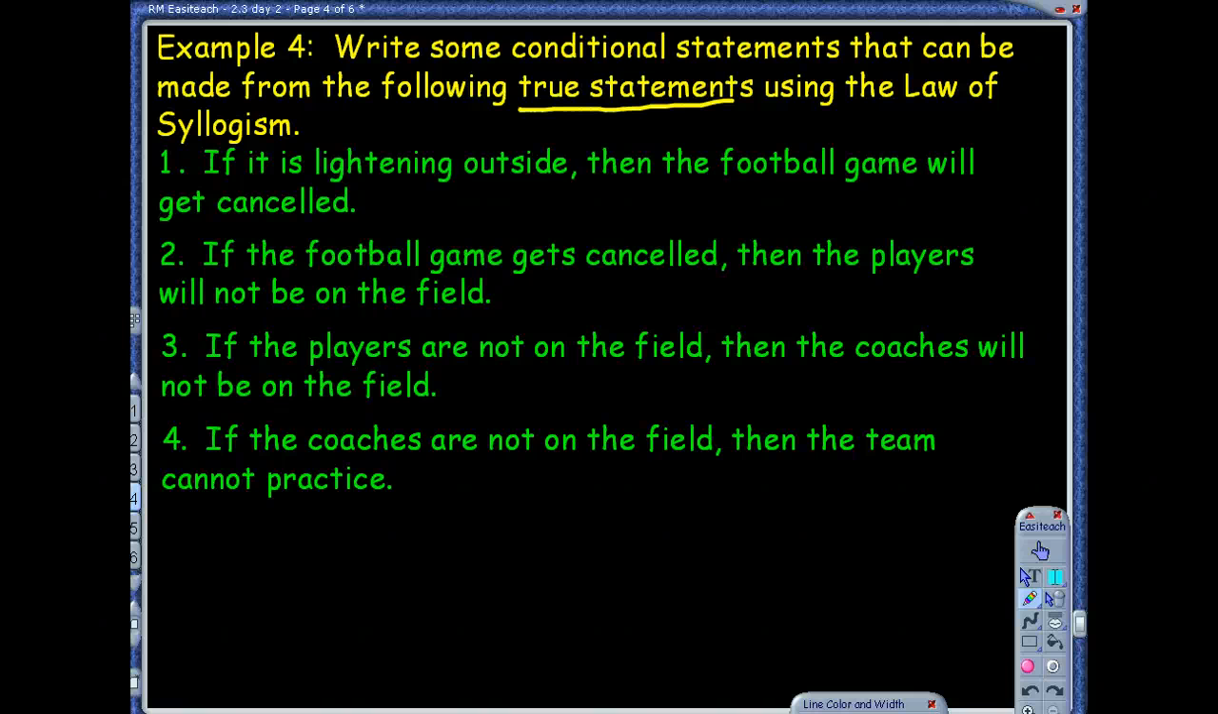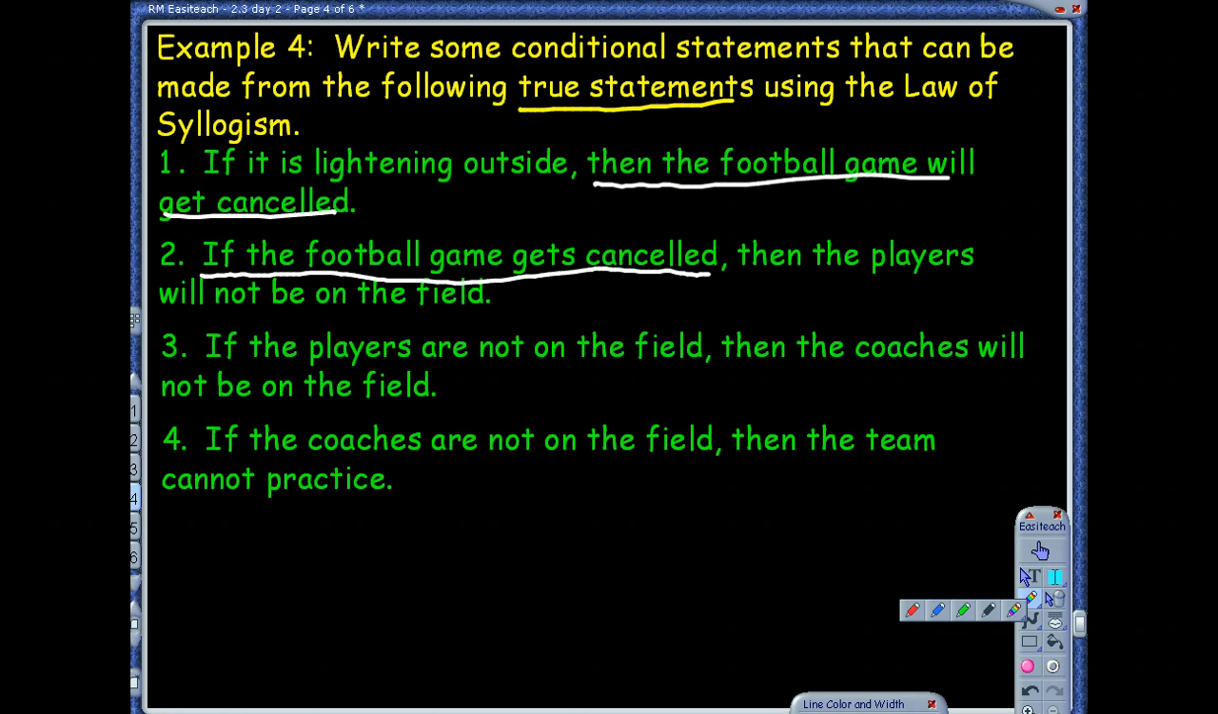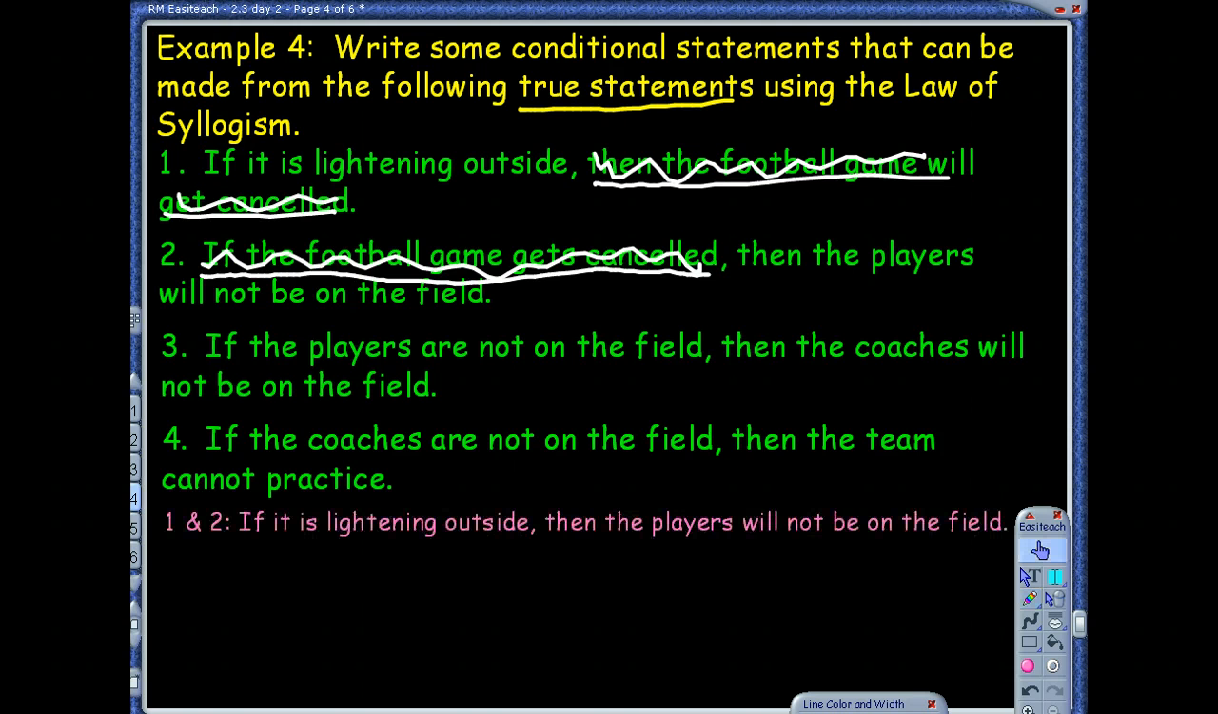The first one says, if it is lightning outside, then the football game will be canceled. The second one starts, if the football game gets canceled, then the players will not be on the field. So the first one ends where the second one starts, so I can create a new conditional statement. Absolutely true. Do you remember, we basically don't see that Q in the new statement anymore, so we can think about getting rid of that. Then my new statement would be, if it is lightning outside, then the players will not be on the field. So I use the first 2 statements to combine, basically, to make another true statement.